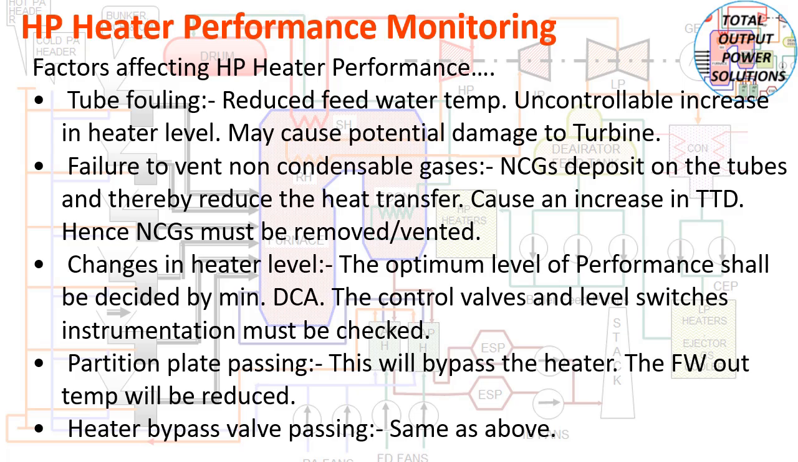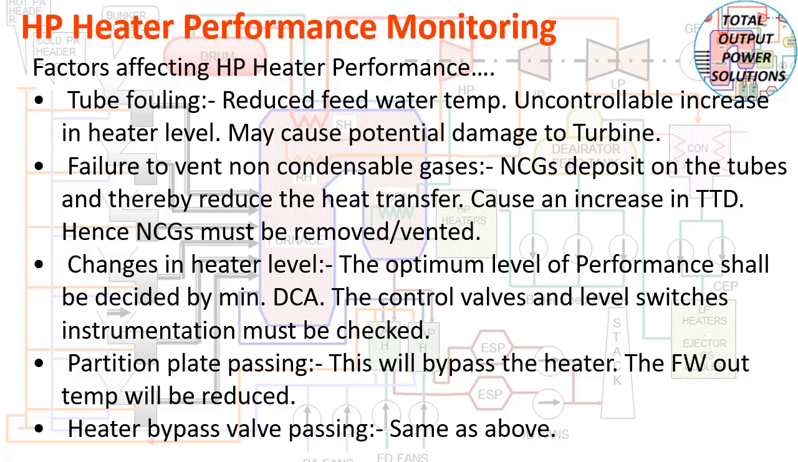The control valves, the level switches and the instrumentation must be checked. The partition plate, sometimes the partition plate may be passing, so this will bypass the heater, and the feed water outlet temperature will be reduced. Heater bypass valve, if it is passing, that will be the same as above. This will bypass the heater and the feed water outlet temperature will be reduced.